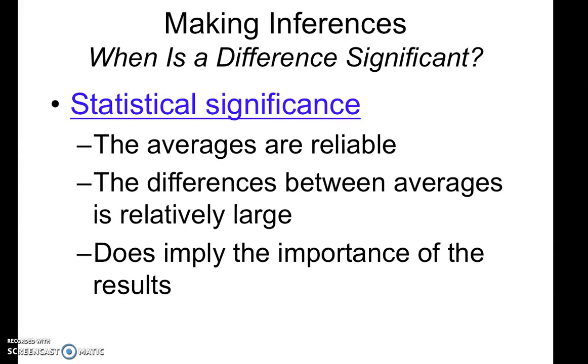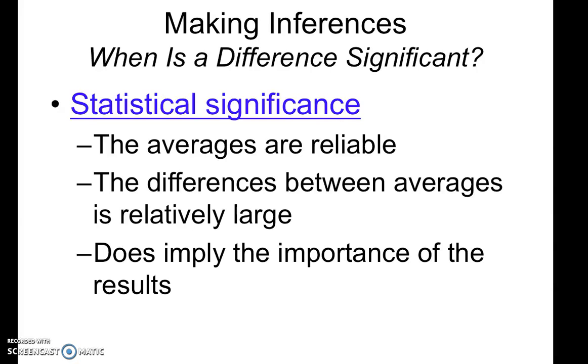When we look at statistical significance, the differences between the averages being relatively large does not imply the importance of the results. So statistical significance refers to how two groups measure different. If you graph the data from two groups and the graphs didn't overlap or overlapped only a little, then the difference would be significant.